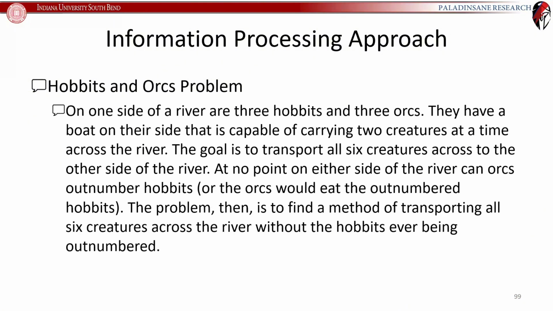All right, so here's the hobbits and orcs problem. So on one side of a river are 3 hobbits and 3 orcs. They have a boat on their side that is capable of carrying 2 creatures at a time across the river. The goal is to transport all 6 creatures across to the other side of the river. At no point on either side of the river can orcs outnumber hobbits, or the orcs would eat the outnumbered hobbits. The problem then is to find a method of transporting all 6 creatures across the river without the hobbits ever being outnumbered. So you have 3 hobbits, 3 orcs on one side.